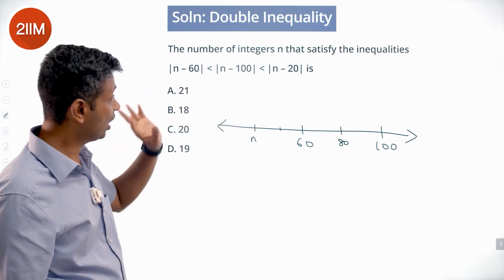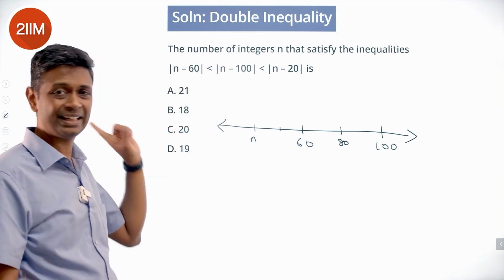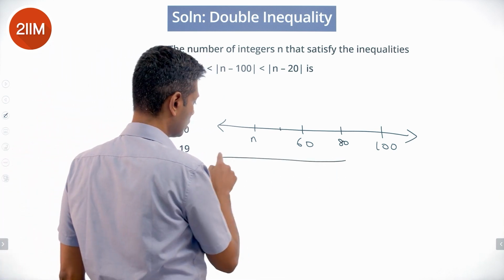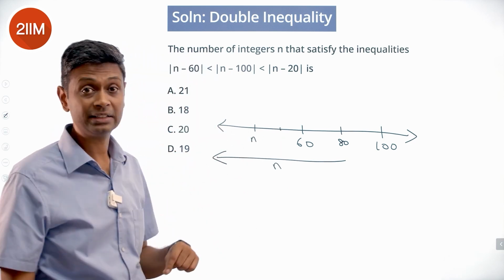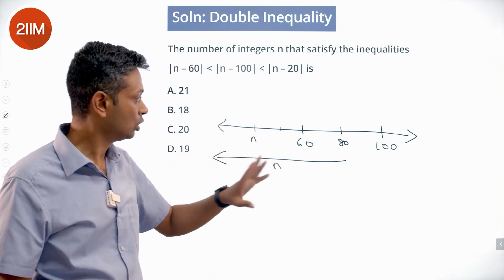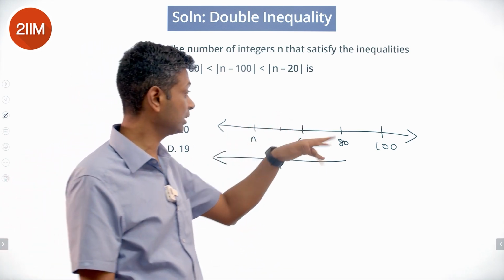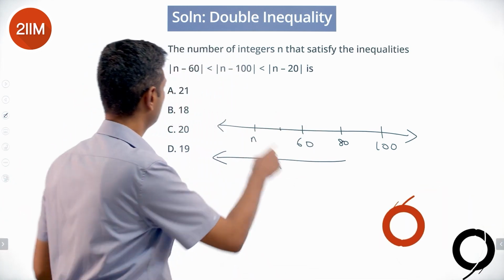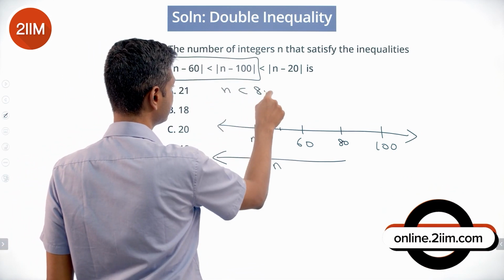So where will it work? Where will it hold good? It will hold good when n is less than 80. N can be anywhere here. Modulus of n minus 60 will be less than modulus of n minus 100. Because 40 minus 60 modulus is 20, 40 minus 100 modulus is 60. So this tells us n is less than 80.